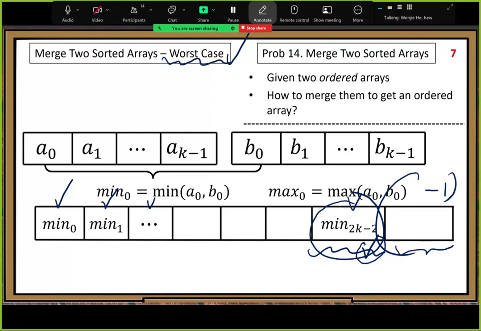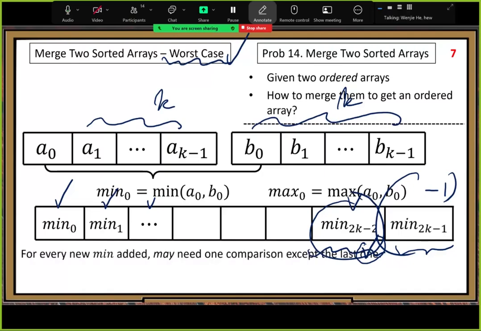How many total elements do we have? The number of elements in the first subarray is K, and in the second subarray also K. K plus K, 2K. So we have 2K elements, and 2K minus 1 is the answer. So for the worst case, the number of comparisons we need to merge these two ordered arrays is 2K minus 1.